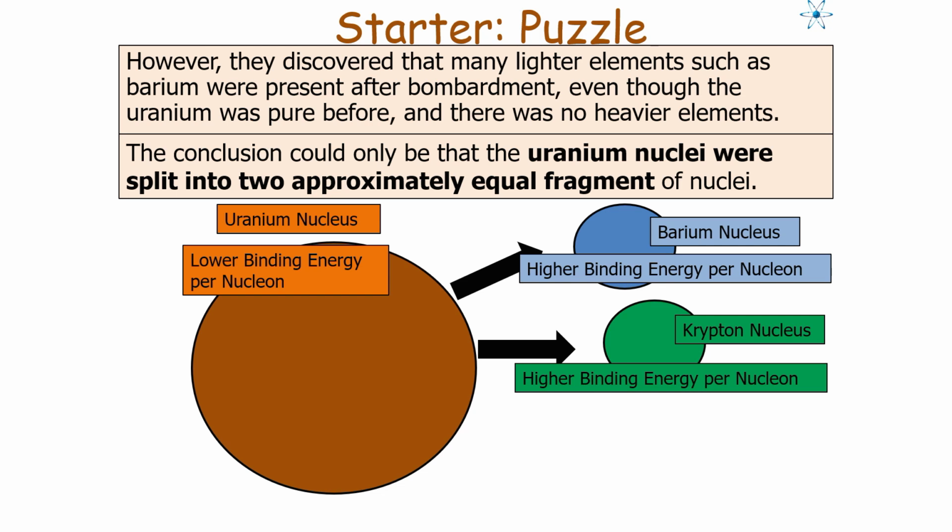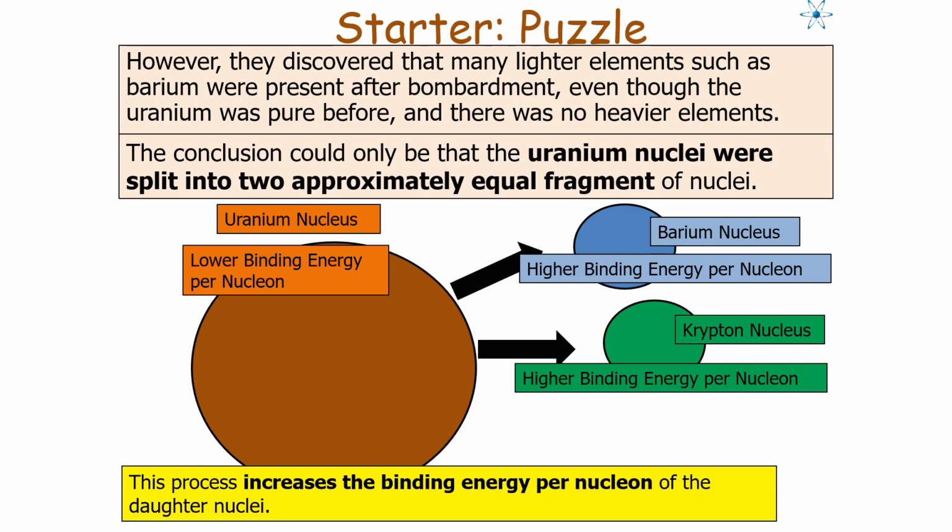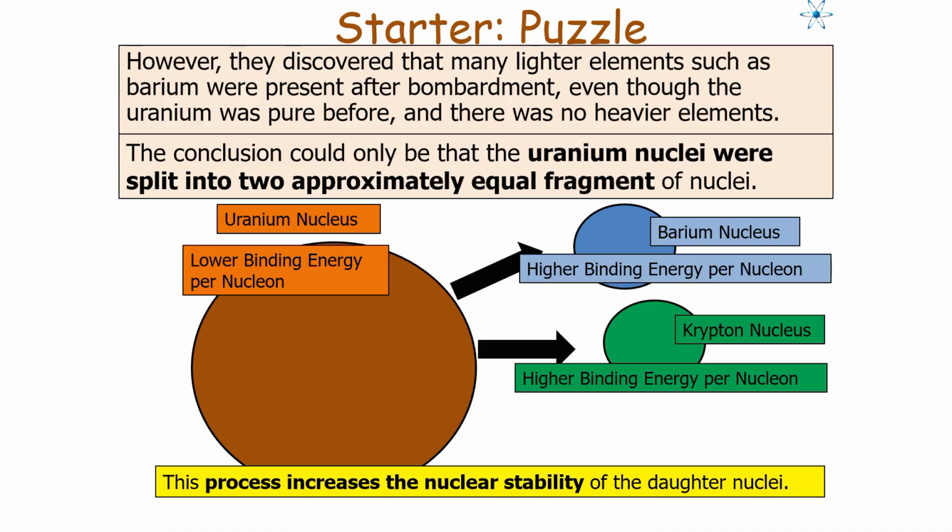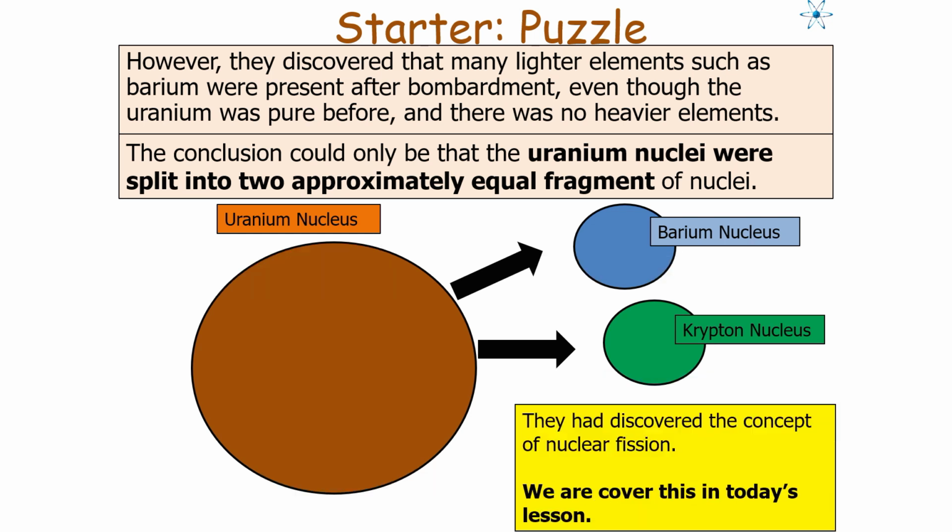However, they discovered that actually there weren't any larger elements present, but there were many lighter elements such as barium present after the bombardment, even though the uranium was pure before and there were no heavier elements. So there could only be one conclusion: that the uranium nucleus was split into approximately 2 equal fragments of nuclei. Now this process increased the binding energy per nucleon of the daughter nuclei. So this process increased the nuclear stability of our daughter nuclei. So what the two physicists had discovered was the concept of nuclear fission, which we're going to cover in today's lesson.